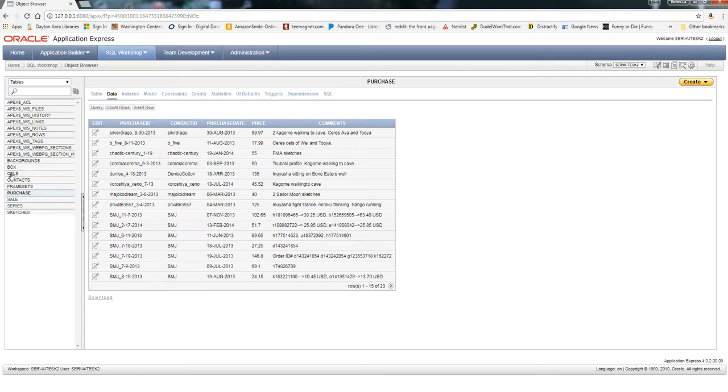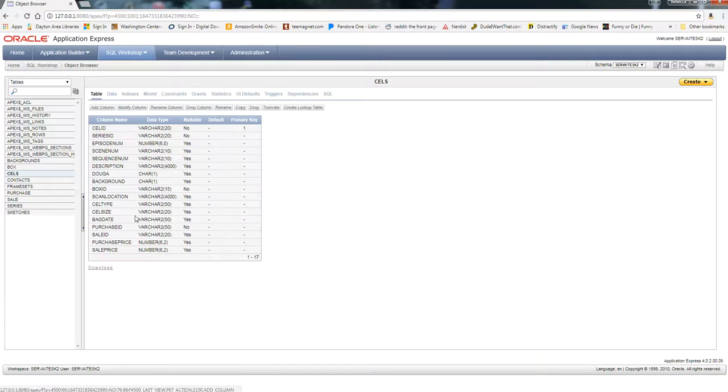So moving on, we'll look at the sales table. This is kind of a large table, and this is also in second normal form because I have several foreign keys in this one, such as purchase ID, box ID, and series ID.